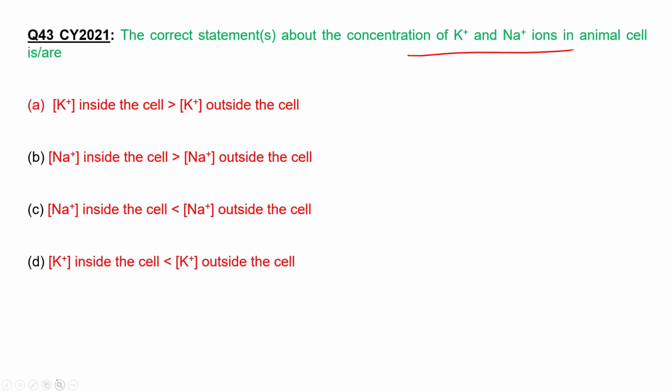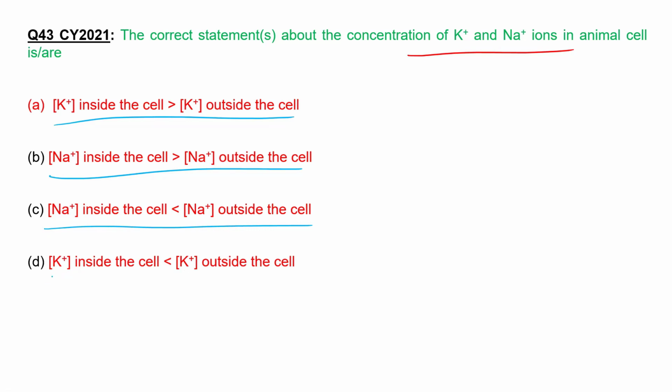First, option A, the concentration of K plus ion inside the cell is greater than the concentration of K plus ion outside the cell. Option B, concentration of Na plus ion inside the cell is greater than concentration of Na plus ion outside the cell. Option C, concentration of Na plus ion inside the cell is less than concentration of Na plus ion outside the cell. And option D, concentration of K plus ion inside the cell is less than concentration of K plus ion outside the cell. Now you have to choose the correct answer among these four options. The answer might be only one option or it can be multiple options.